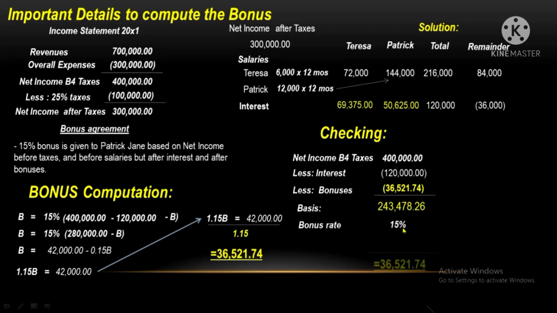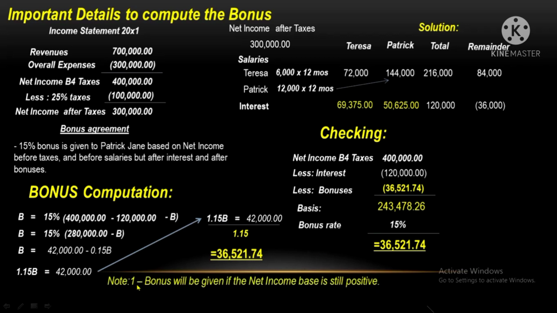And we will get Patrick Jane's bonus of 36,521.74, which is exactly the same as this one. So that's how you compute for the bonus. But before we end this slide, please remember these two things. Number one, bonus will be given if the net income basis, like this one, is positive. So if the basis becomes negative, then the bonus will be 0.